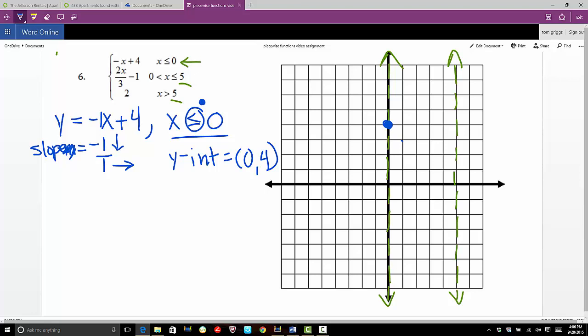If it does, you're okay. If it doesn't, like in this case, we need to go the other direction. So instead of down 1, right 1, we need to go up 1, left 1. Up 1, left 1. And remember, this was a solid dot on the boundary line, so we're okay there. So we can sketch that first line.